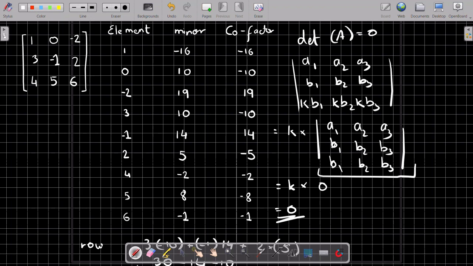So this will be all for this video. In the next part, we will cover the remaining properties with the same example to make sure that we are able to see all these properties in action.